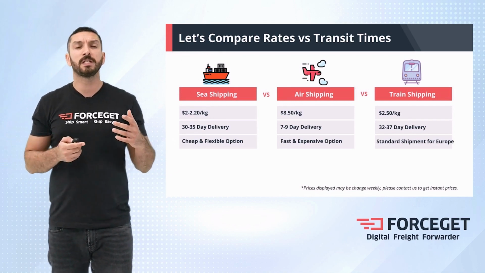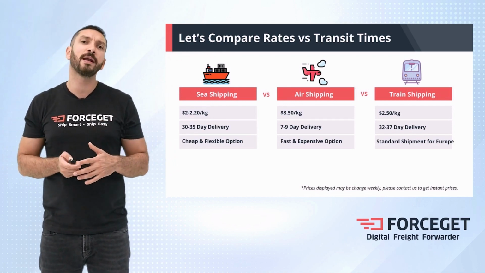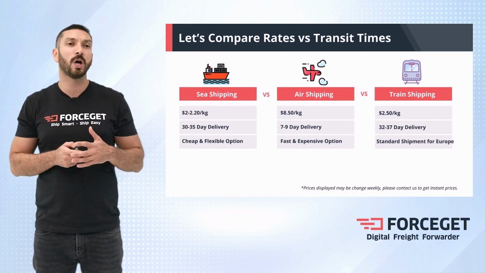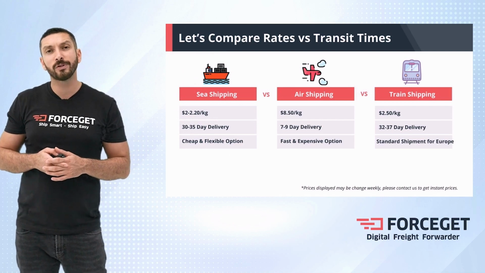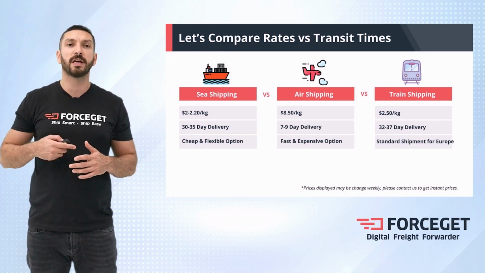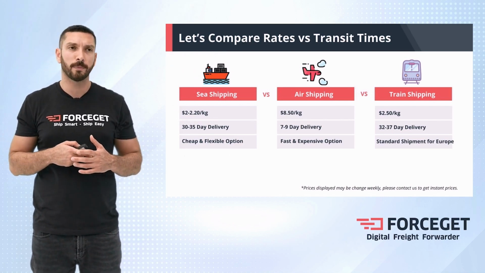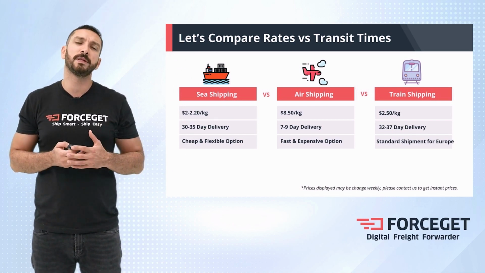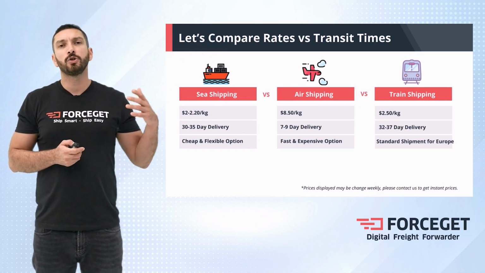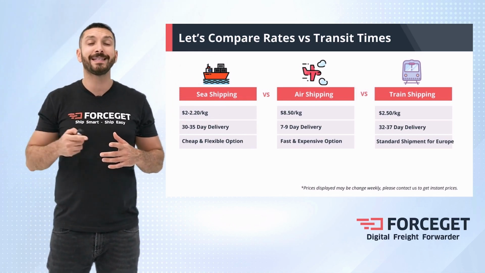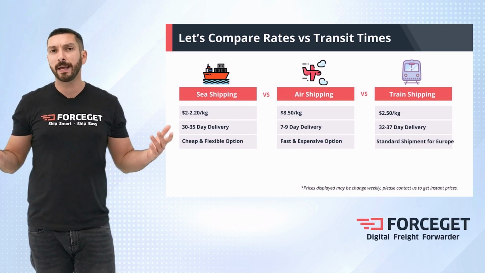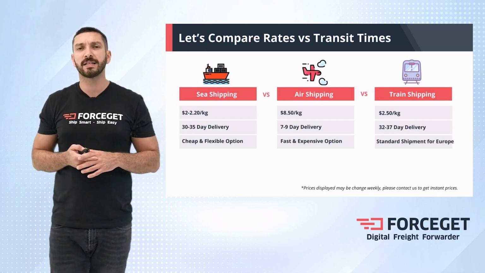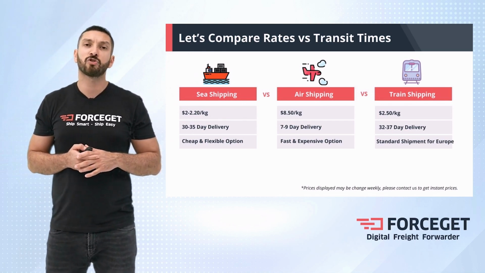So let's compare the rates and the transit times. If you're shipping from China to the West Coast in 2022, sea shipment costs between $2 to $2.2. Air shipment costs $8 to $8.5. Transshipment is about $2.5 to $3 per kilogram to Europe. The delivery time is very crucial depending on the shipping line you're using: 30 to 35 days can be up to 60 to 65 days depending on the origin and destination you choose. Air shipment is fairly fast, 7 to 10 days maximum, and train is 30 to 37 days.